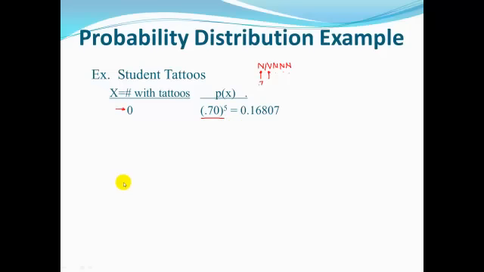When you get to the 5, what's the chance all 5 have a tattoo? It's not 0.7 to the 5th power. What do you think it would be? That's right. It's 0.3 to the 5th power. And that's where that number comes from. All right, we'll get to that. So that's where this number comes from.